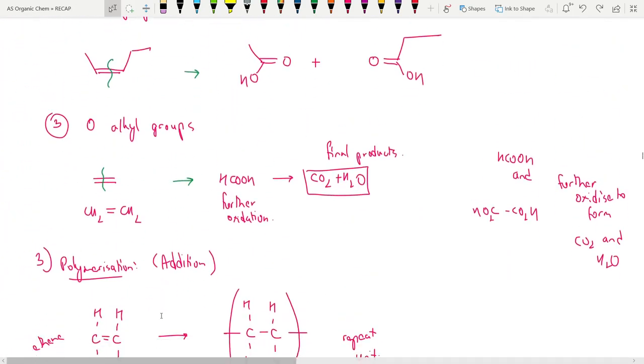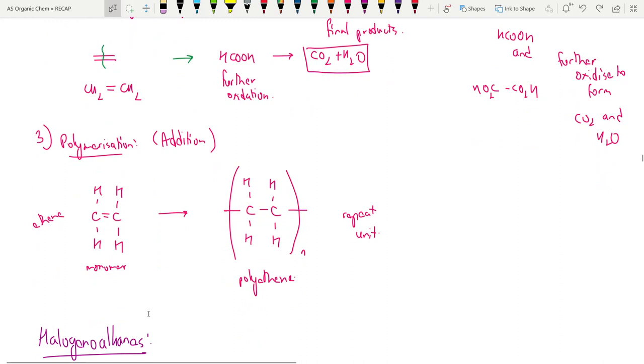All right, so what is the last reaction of alkenes? They undergo addition polymerization. For example, ethene can undergo polymerization to form polyethene. I'm showing you the repeat unit. You have to show dangling bonds in the case of repeat units.